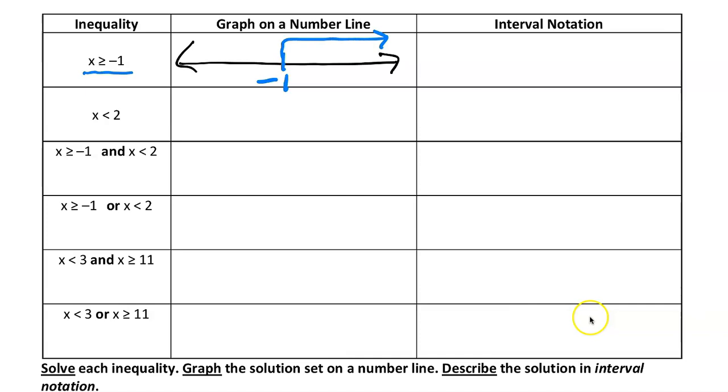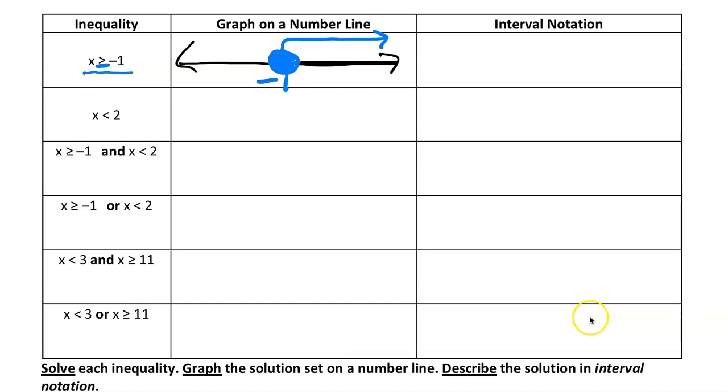I like to do the line above. Some people like to shade in this line, and really either one's fine. But since it's greater than or equal to, we won't have an open circle. An open circle would be any number greater than -1, but not including -1. We need a closed circle, which corresponds to that greater than or equal to. So that would be our graph on a number line.